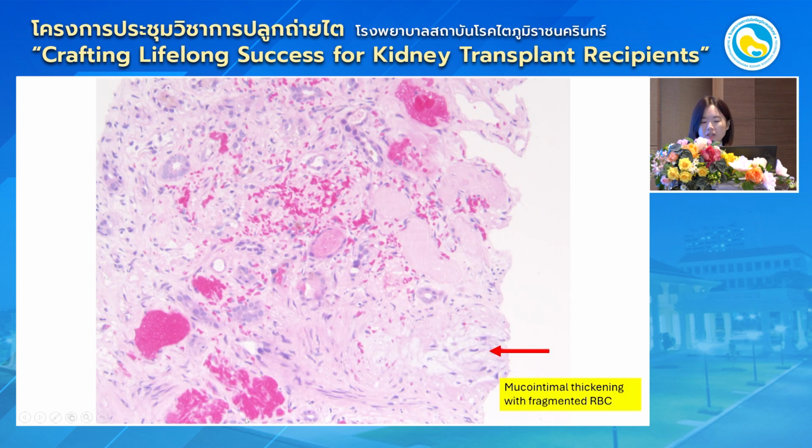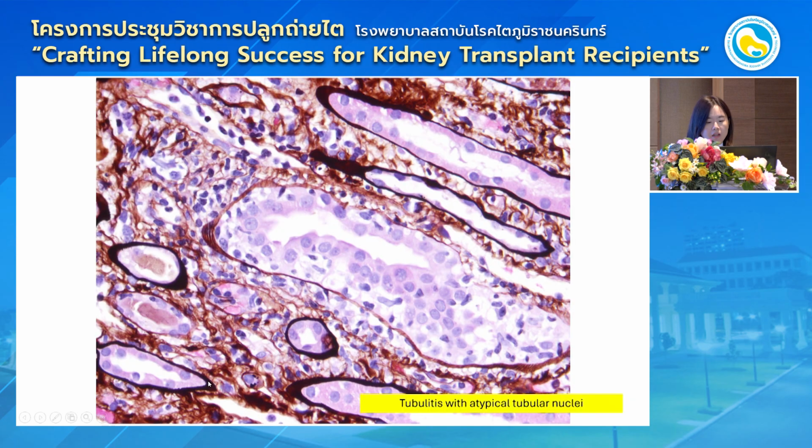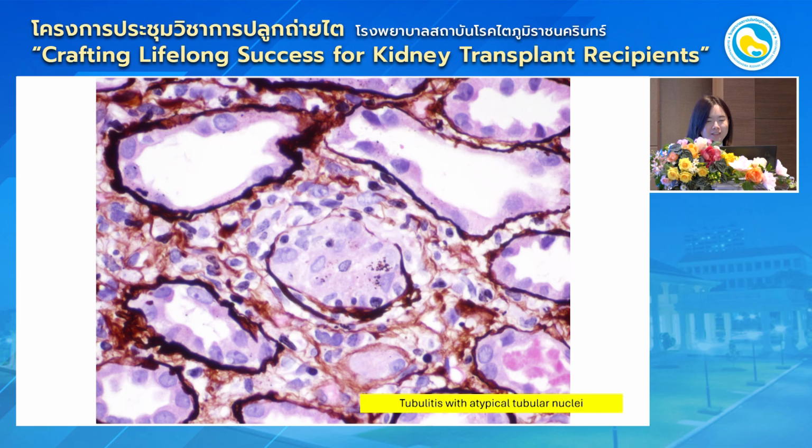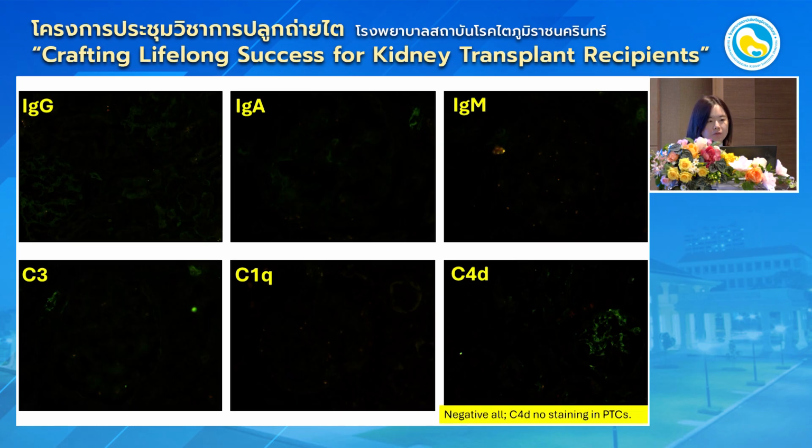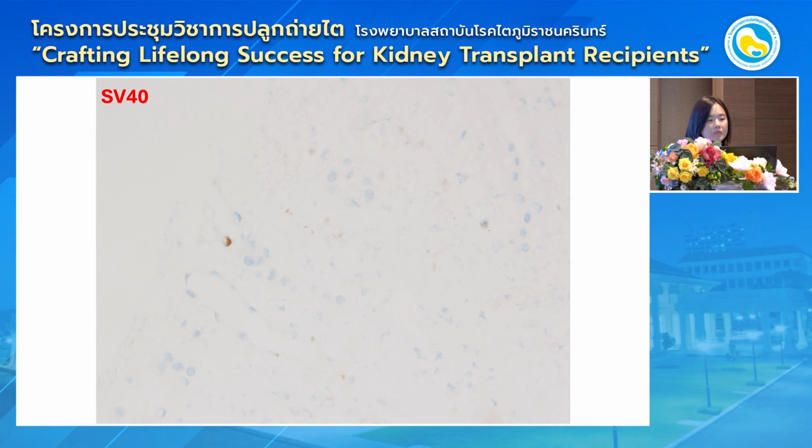And mucointimal thickening with fragmented red blood cells. And here's the tubulitis with atypical tubular nuclei. So you know, right, what's happened. Here again, tubulitis with atypical tubular nuclei. For the IF, we're all negative, and C4d, no staining in PTC. For the SV40, that's positive, but less than 10%.